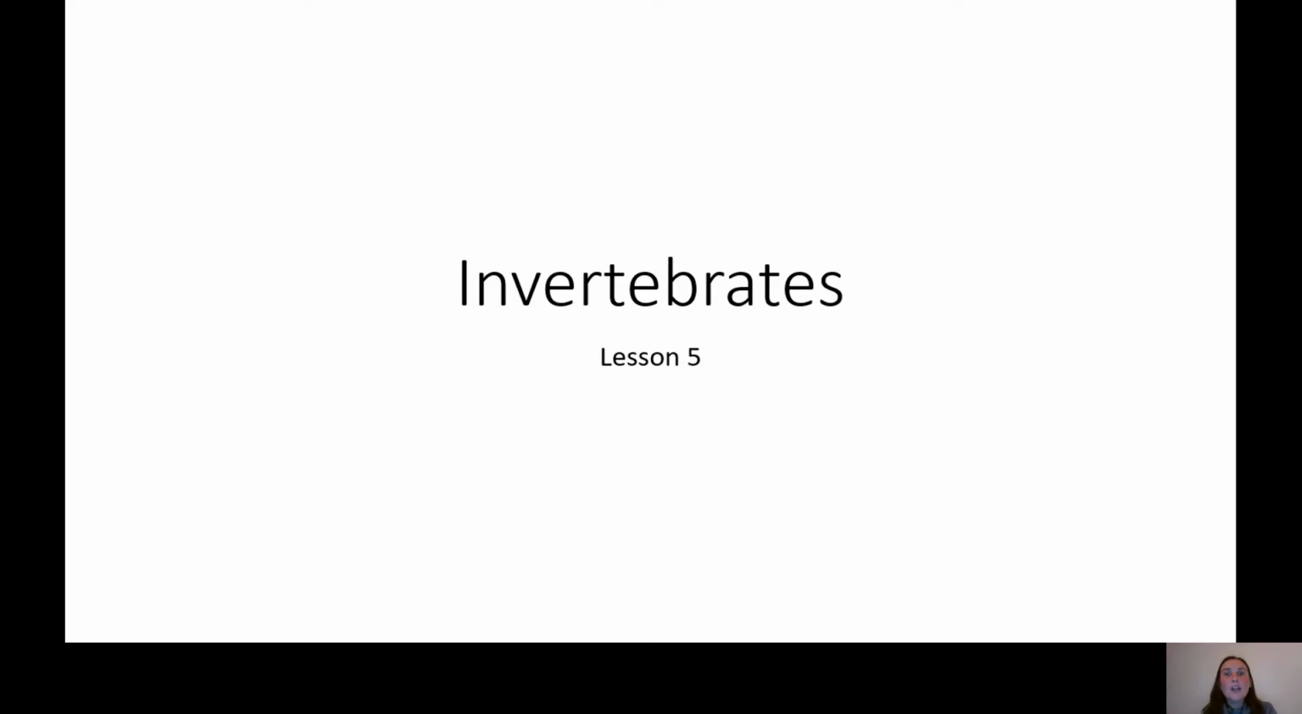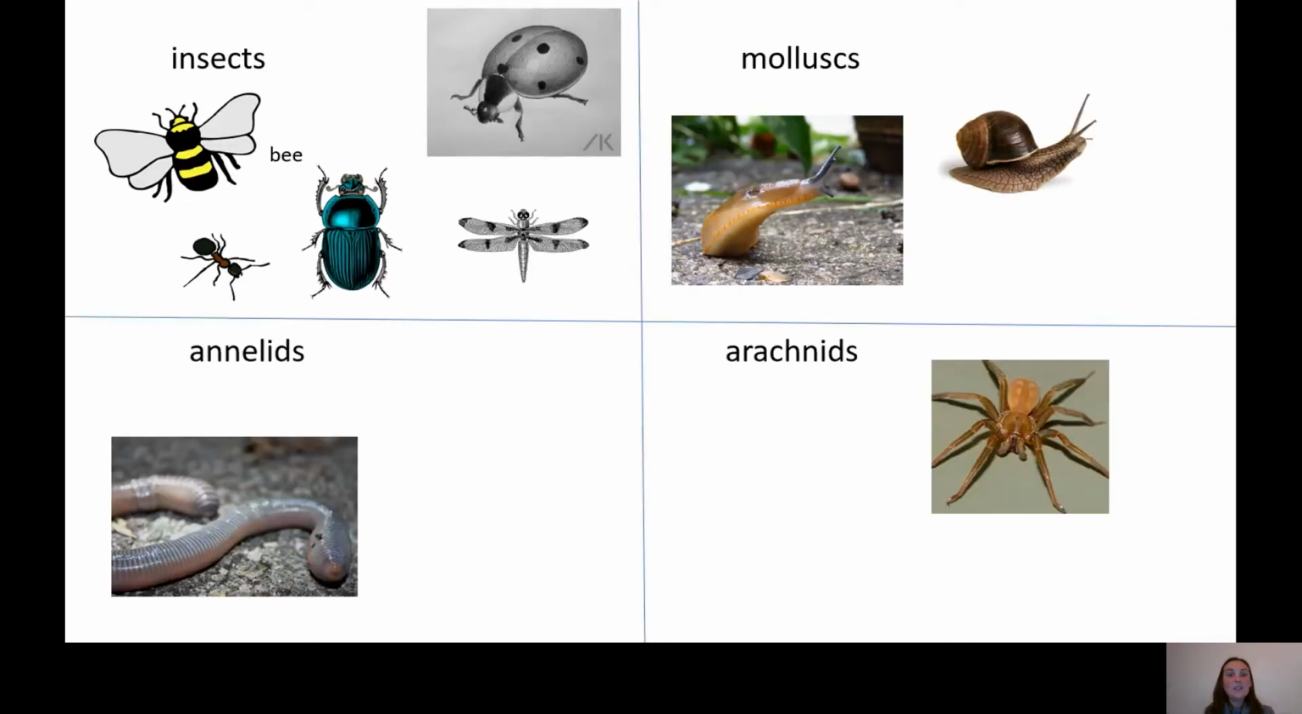Fantastic. I was so impressed by a lot of your work on Seesaw this week. This is what I saw. A lot of you found lots and lots of insects. You found bees and ladybirds and dragonflies, beetles and ants. In the mollusks box, a lot of you found snails and slugs. The annelids, we had worms, and in the arachnids, we had the spiders.